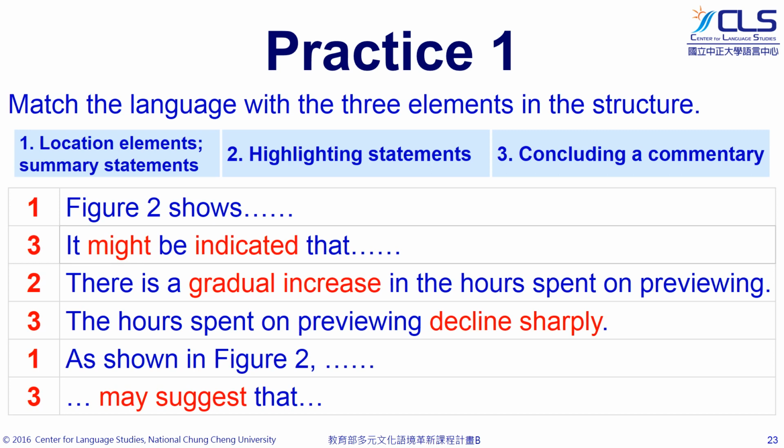Okay, so for location element and or summary statement, we can use "Figure 2 shows" or the sentence "as shown in Figure 2." To show the highlighting statements, both forms can be used: adjective with noun, "the gradual increase," and verb with adverb, "decline sharply." Finally, to show implications in concluding a commentary, we can use the hedging language, "might" or "may," and verbs, "indicate" or "suggest," with that clauses.